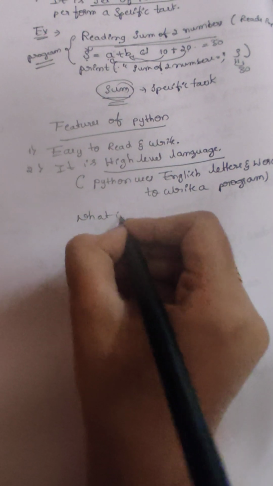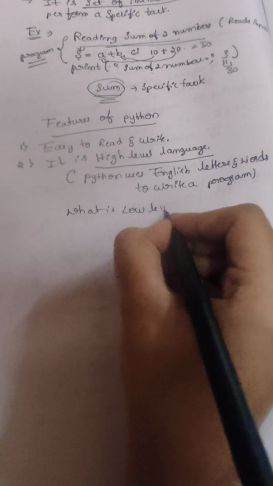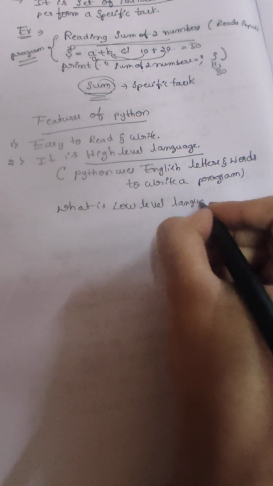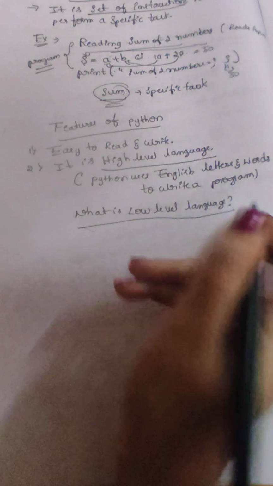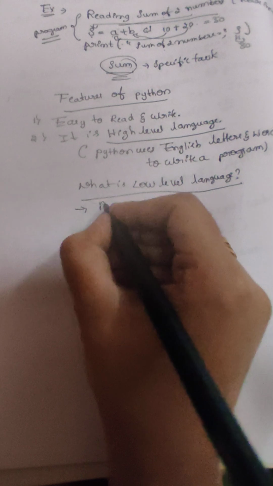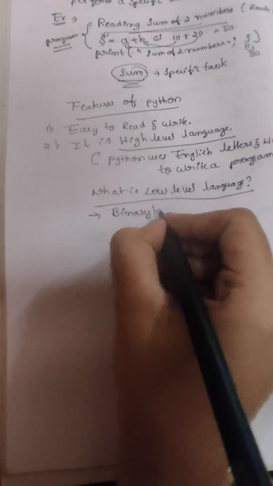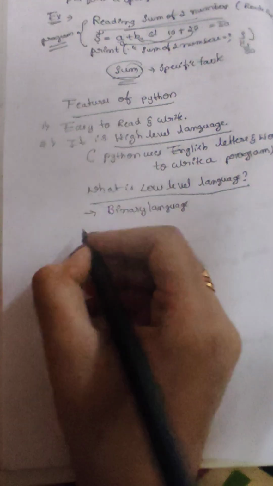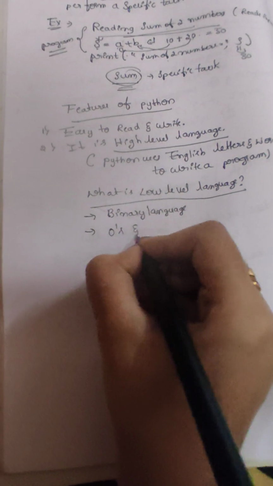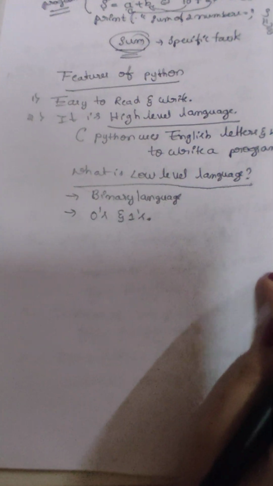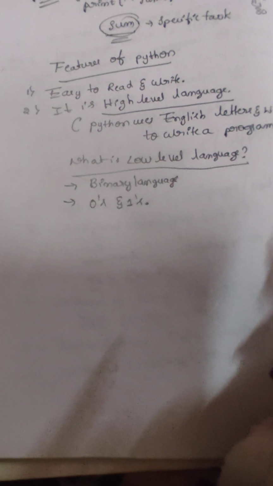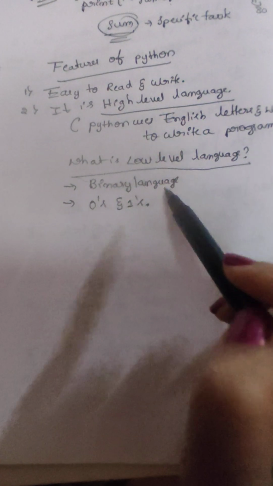So we have to learn what is a low level language. Low level language means computer understandable language. A low level language we can call a binary language. It will be in zeros and ones. Our Python programming is a complete high level language because we don't have any zeros and ones concept in it. Now we got the difference between high level and low level.